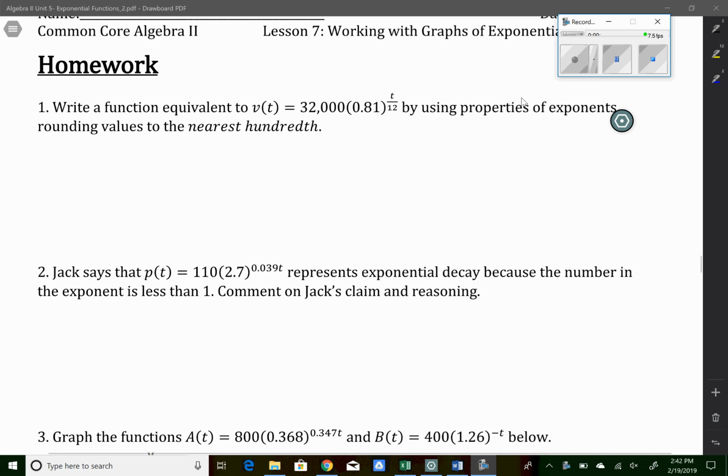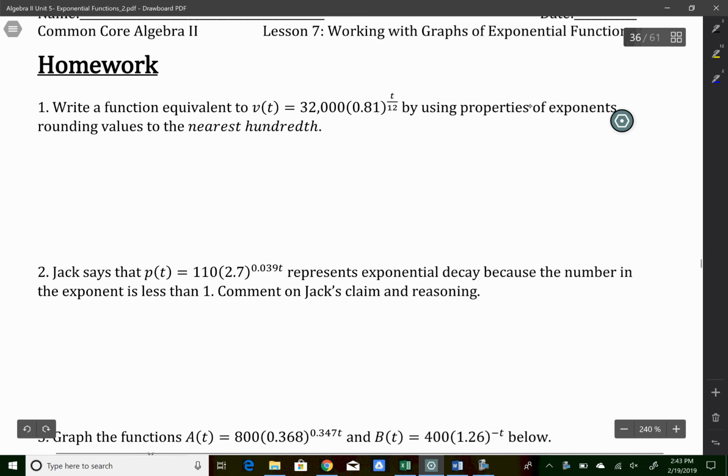So for number 1, it says write a function equivalent to v of t by using the properties of exponents and rounding the values to the nearest hundredth. So for this, we have to look here and see that 32,000 is not really part of the exponent. It's kind of like the initial value.